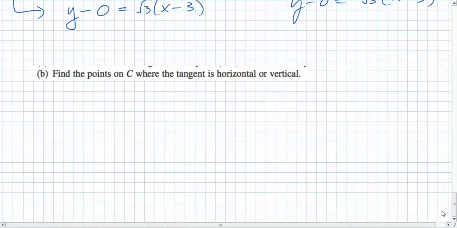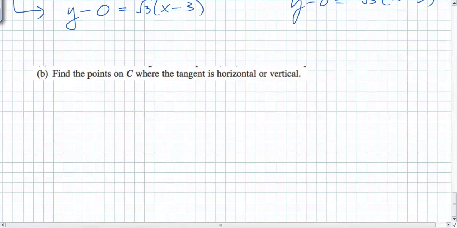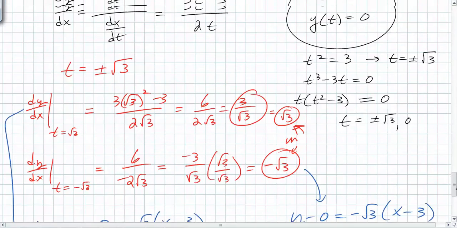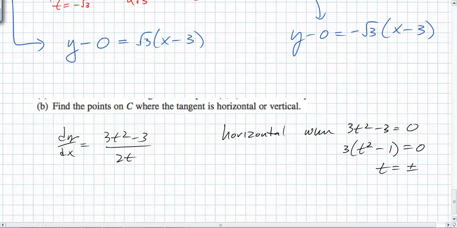Which one do you want to do first? Horizontal? That's exactly, because what do we have? We know that dy/dx is now equal to, what was it? (3t squared minus 3) over 2t. So we know it's going to be horizontal when 3t squared minus 3 is equal to 0. So when's that going to happen? When 3 times (t squared minus 1) is equal to 0. So that's t equals plus or minus 1.